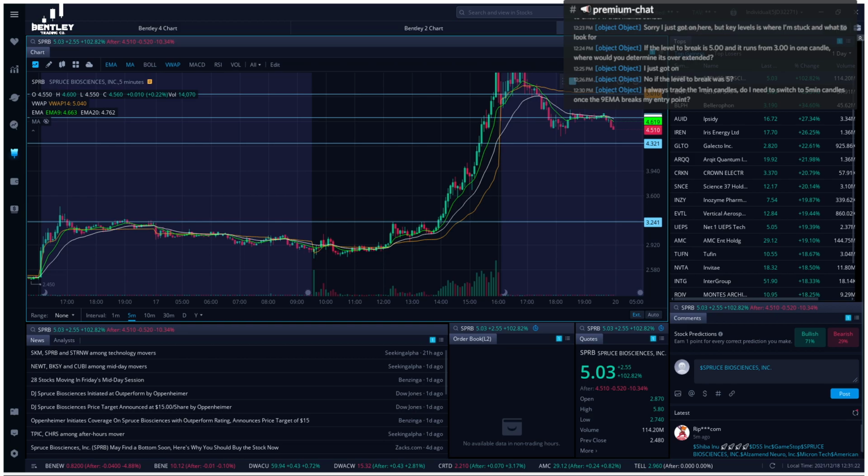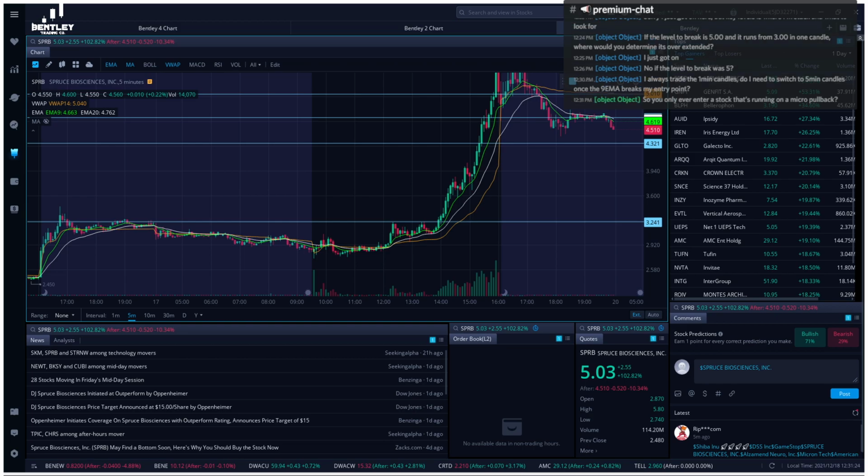I always trade the 1 minute candles. Do I need to switch to 5 minutes? No, I'm just showing you the 5 minute here simply because it's a good way to teach this by this chart right here. Anytime I'm scalping, I use the 1 minute chart. If the market is slow, I use the 5 minute.